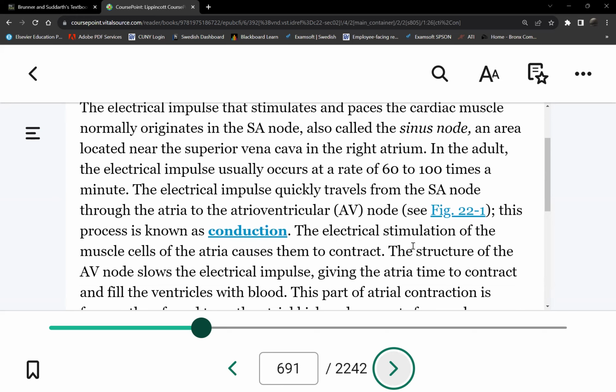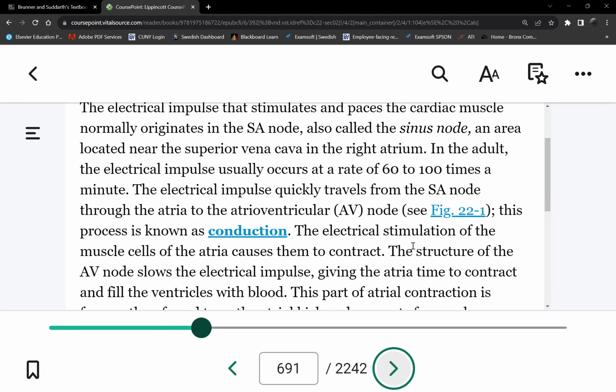So we've got 3 pacemakers. We've got primary, secondary, and tertiary pacemakers of the heart. The primary is the SA node. This is located in the right atrium. It has interatrial branches, meaning it will stimulate both the right and the left atrium at exactly the same time. It's capable of firing 60 to 100 electrical impulses per minute.